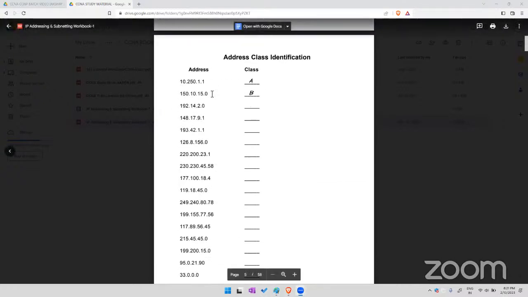Address class identification lab. This one. So which class is this address? Check the first octet. It's a class C. You need to solve these questions. Now go to the next task.